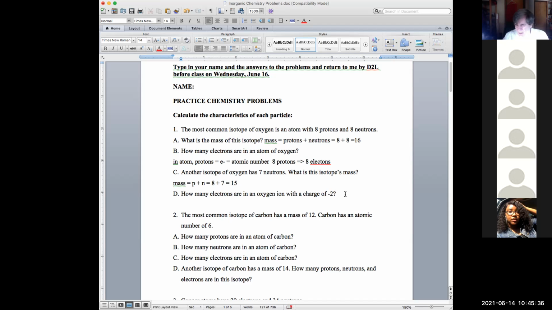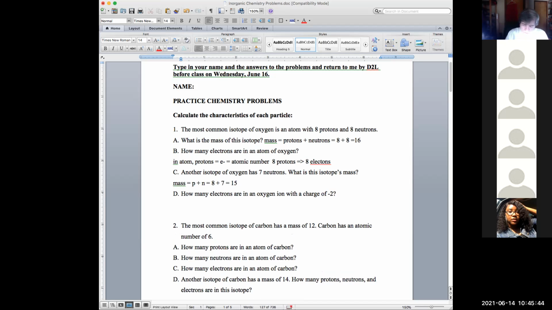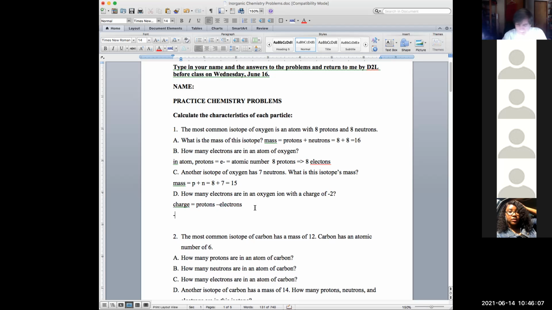And then finally, here's an example of the third type of question, one that uses the third formula that we'll need. So suppose that we're trying to find the charge. The charge is going to be equal to the number of protons minus the number of electrons. So in this case, our charge is -2, it tells us.